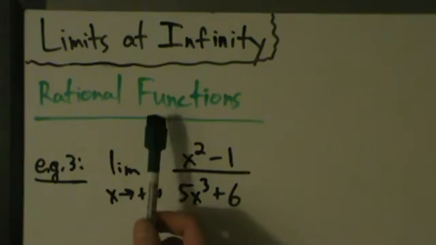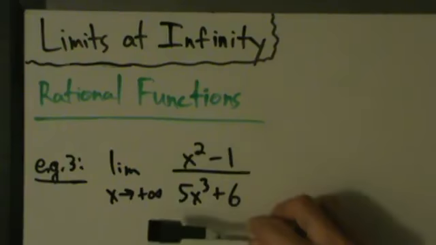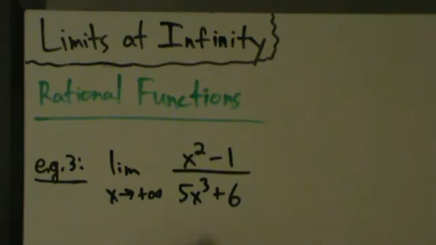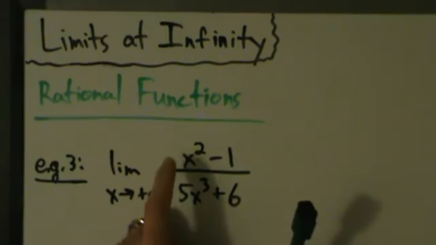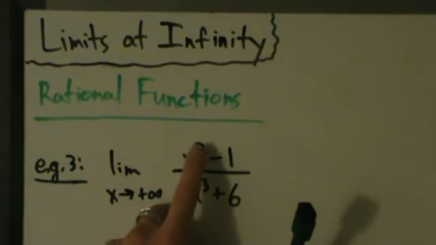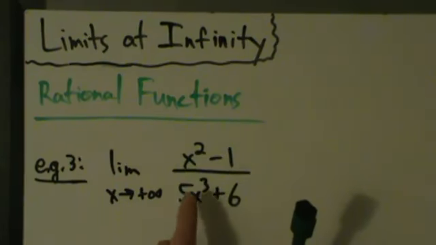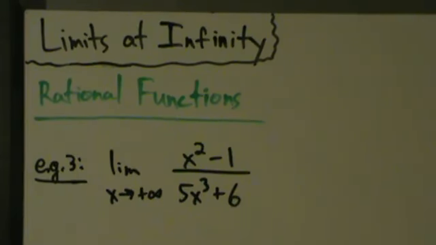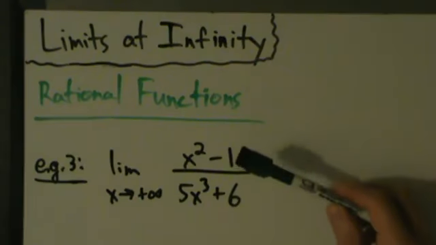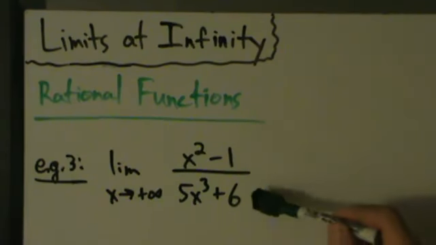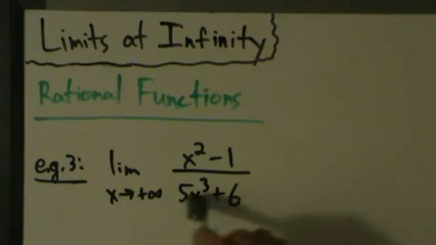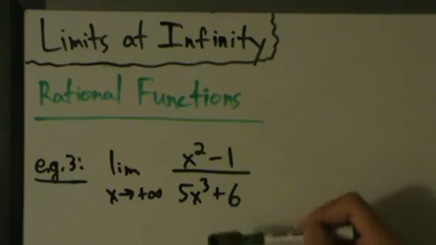But the point is, for a rational function, you've got a polynomial divided by another polynomial. And remember, the degree of a polynomial is the highest power of x that appears. So here, the degree of the top is 2, because x squared is the highest power of x that appears. The degree of the bottom is 3, because 5x cubed is the highest power of x that appears in the bottom, right? So we're actually going to use that fact here. The degree of the top is 2, the degree of the bottom is 3. So 3 is the largest degree that appears anywhere here.